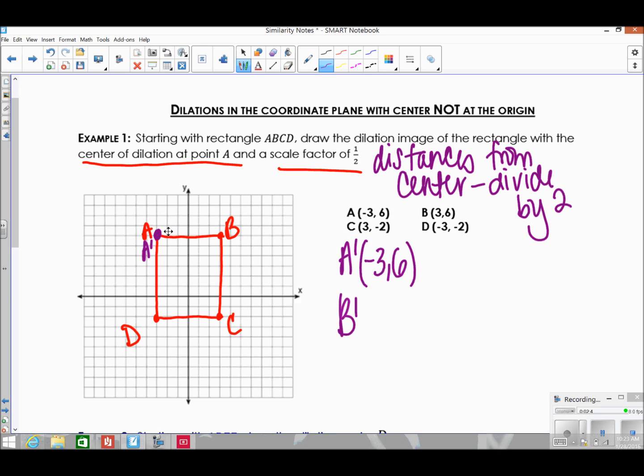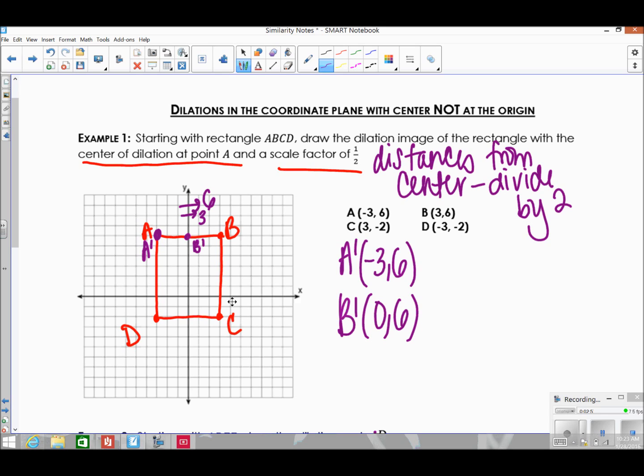Then to get to B, I had to go 1, 2, 3, 4, 5, 6. So I had to go right 6. Instead of doing right 6, I'm going to go right 3, half of that. 1, 2, 3. So there's B prime. So that's the coordinate 0, 6.